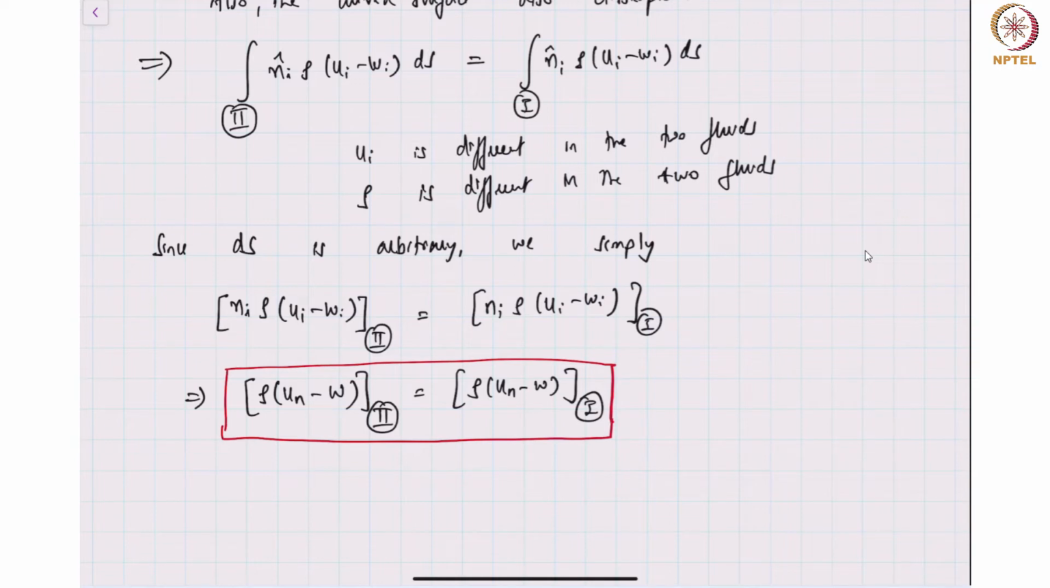I have to remember that the w that we wrote down here is already the normal component of the interface velocity.